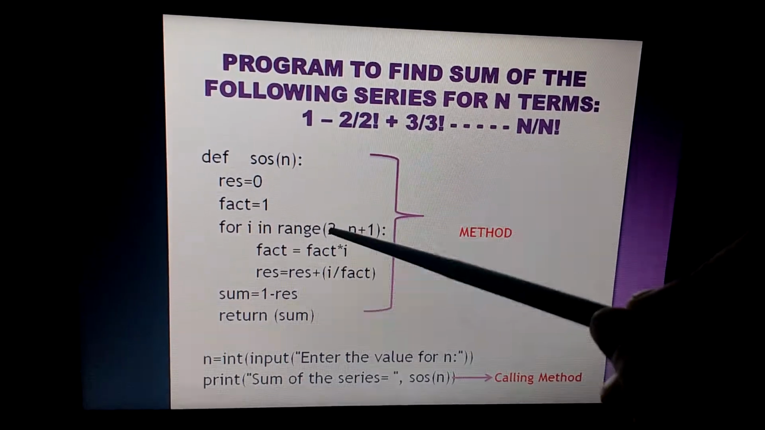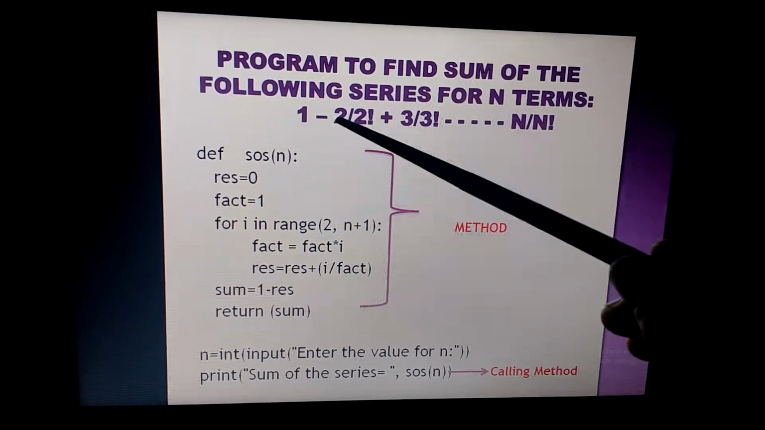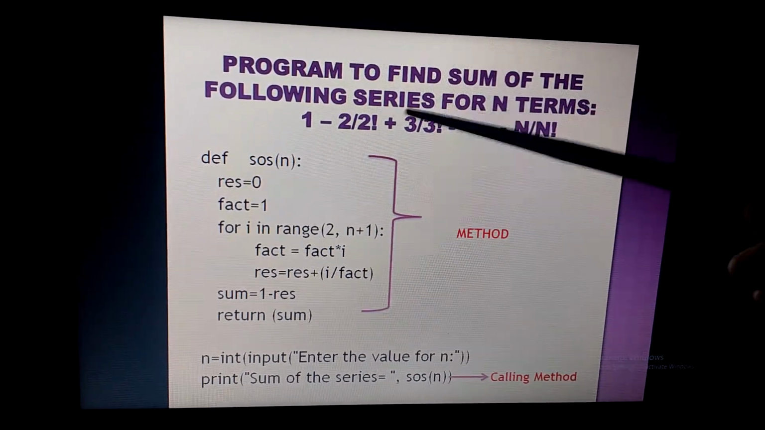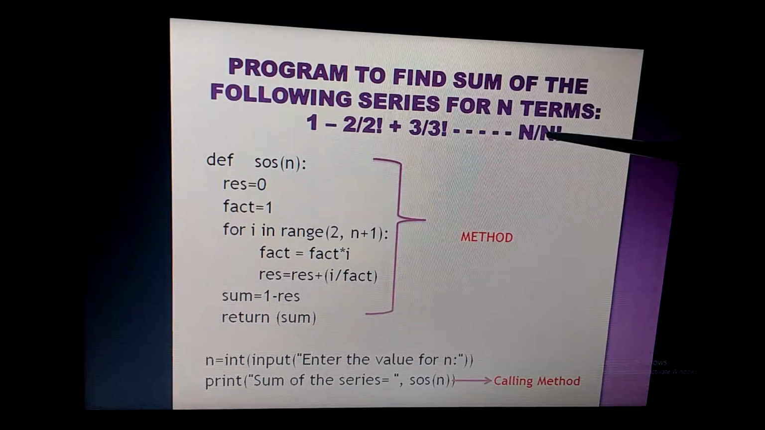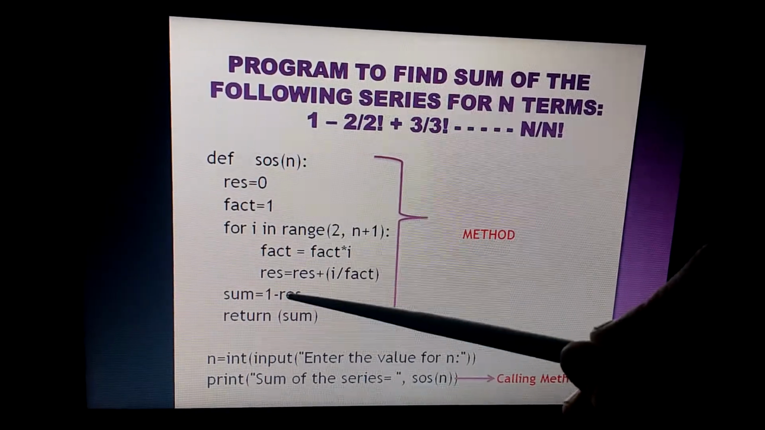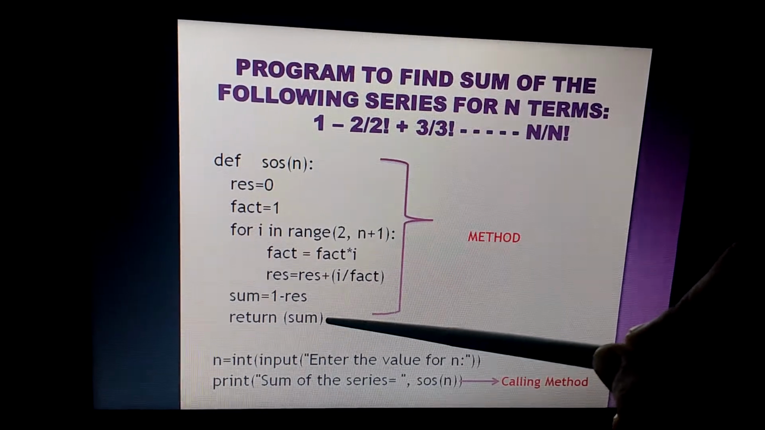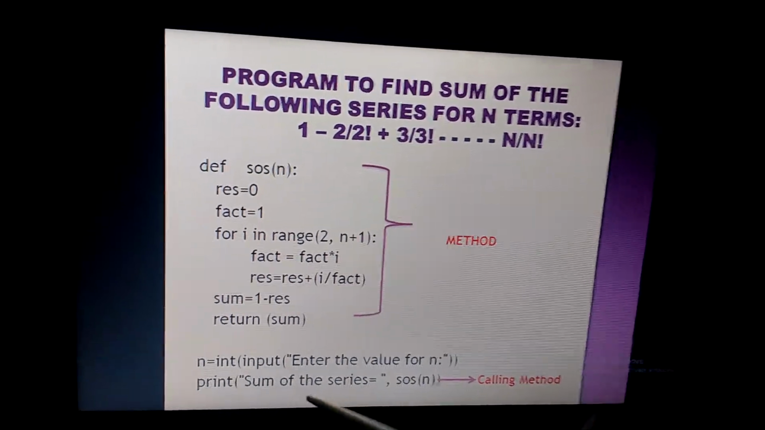Using this for loop, I will be calculating the sum from here to here, that is from 2 by 2 factorial to n by n factorial. And these are the remaining terms, and finally I'll be returning my sum to the function where it is called.